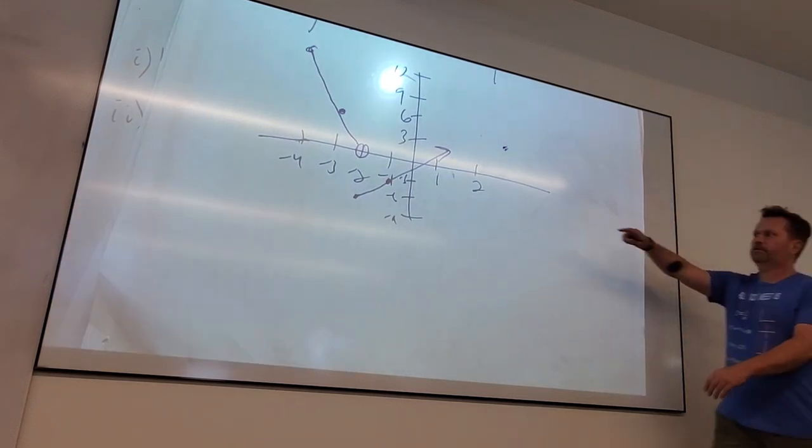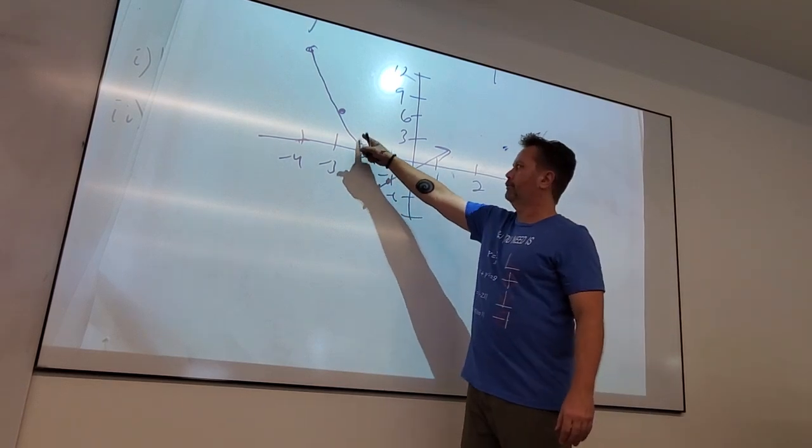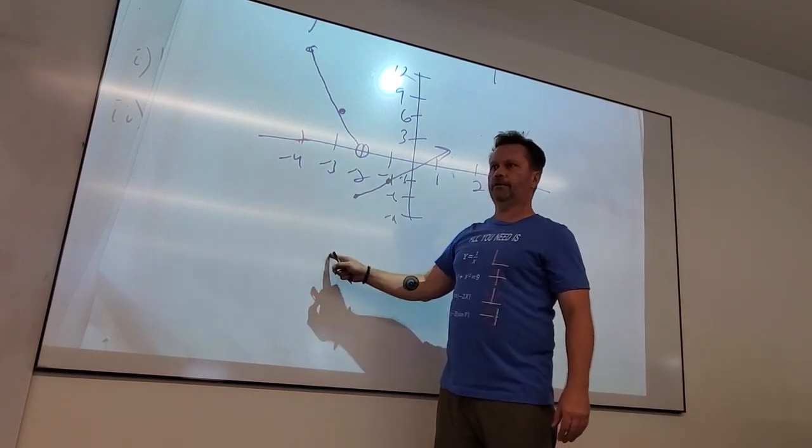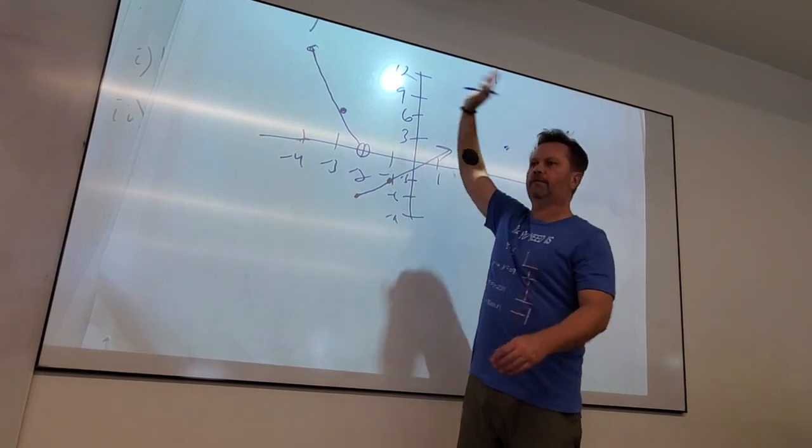If this circle was filled in also, it would not be a function. If I extended this line further, it would not be a function. If I extended this further, it would not be a function.